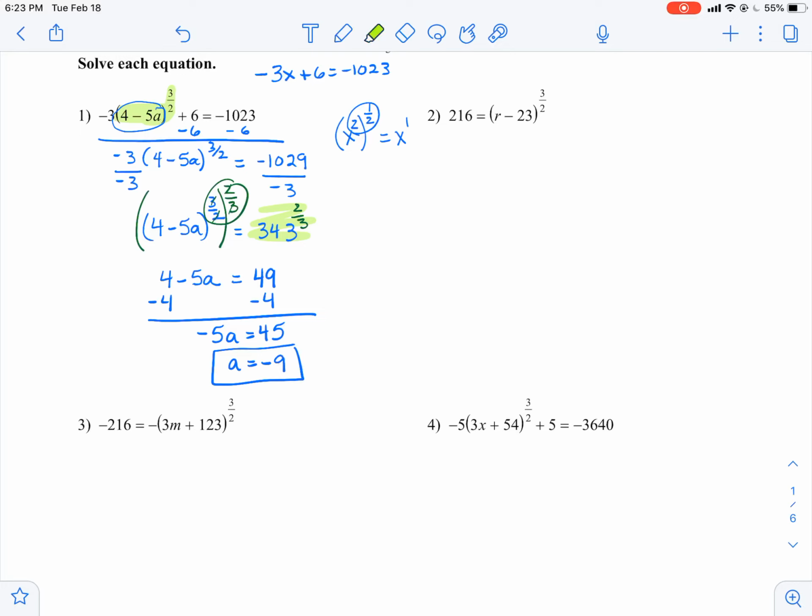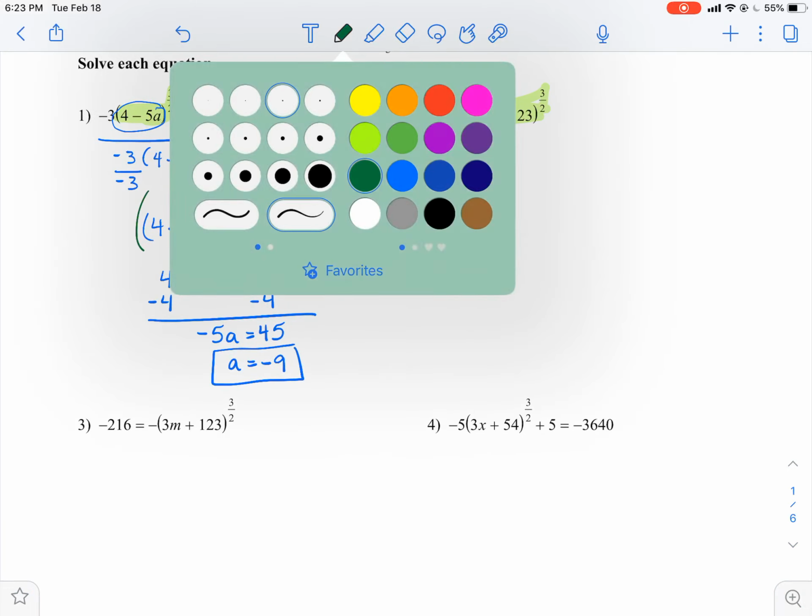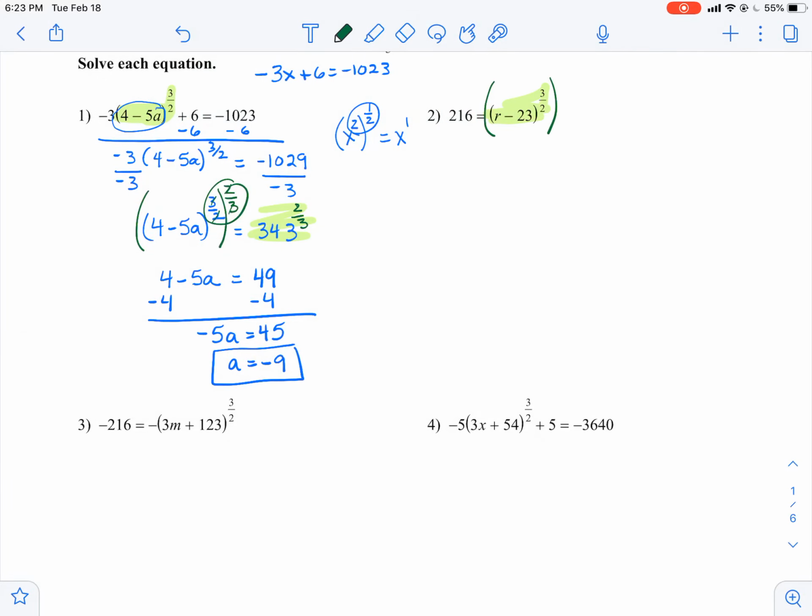Okay, let's just try another one. So again, this is my rational function. It's already solved for it. We don't have any other numbers beside it. Therefore, I can just go ahead and take this whole thing to the 2/3. I'm going to take this also to the 2/3, and I really didn't need those parentheses.